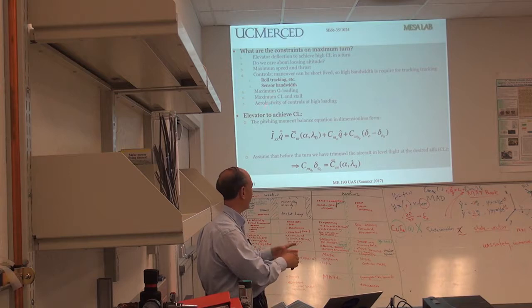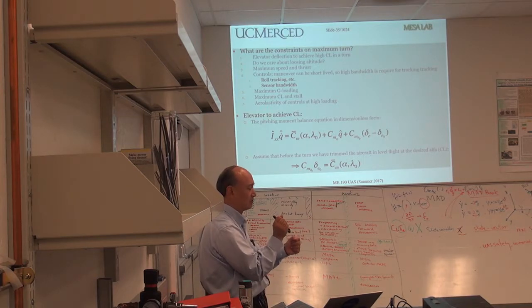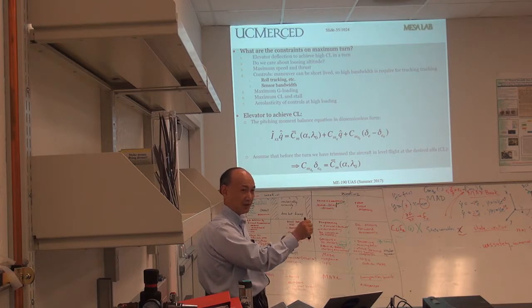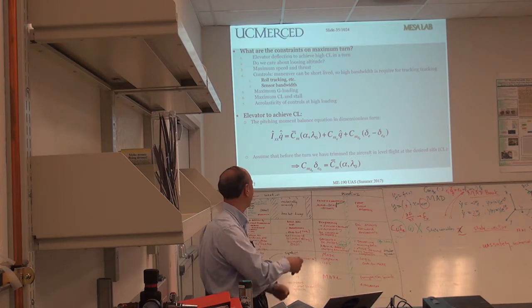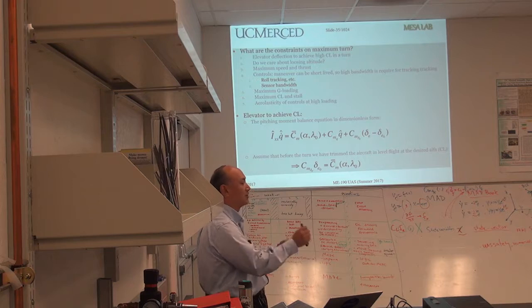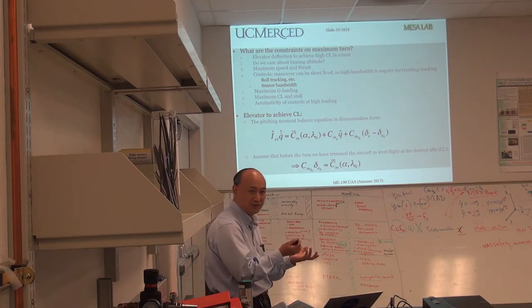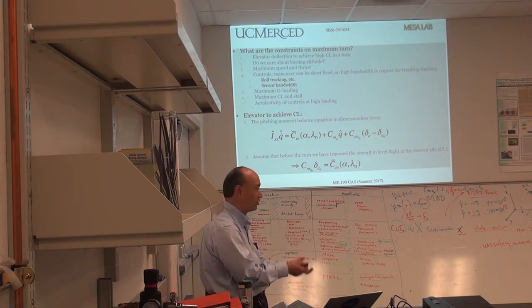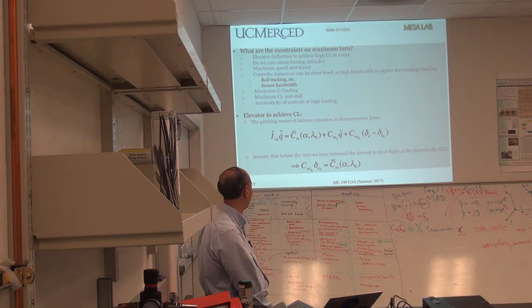If it is too brittle, you just break it. It has to have some elasticity. But then you trigger the elasticity, and you add additional dynamics to the system. It's getting harder and harder to control. So those are the constraints.